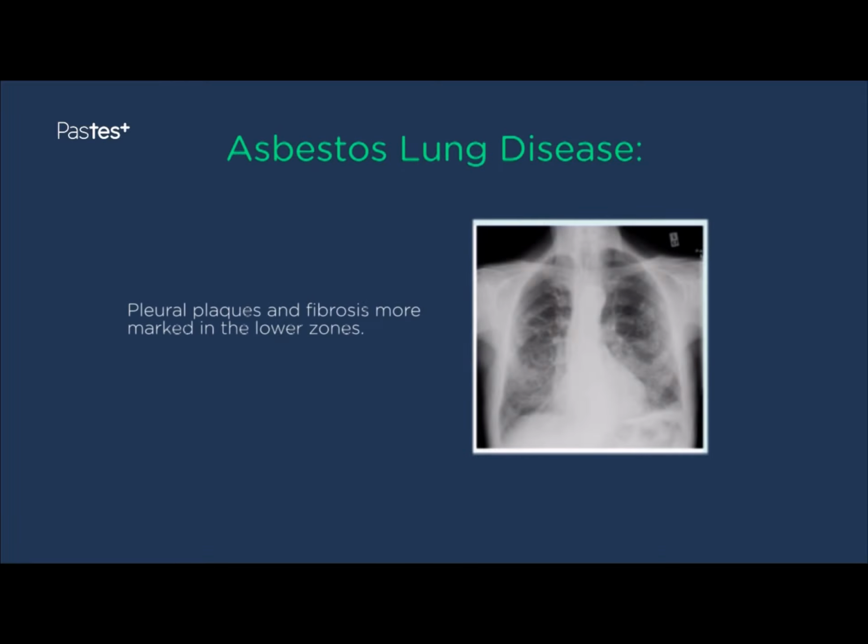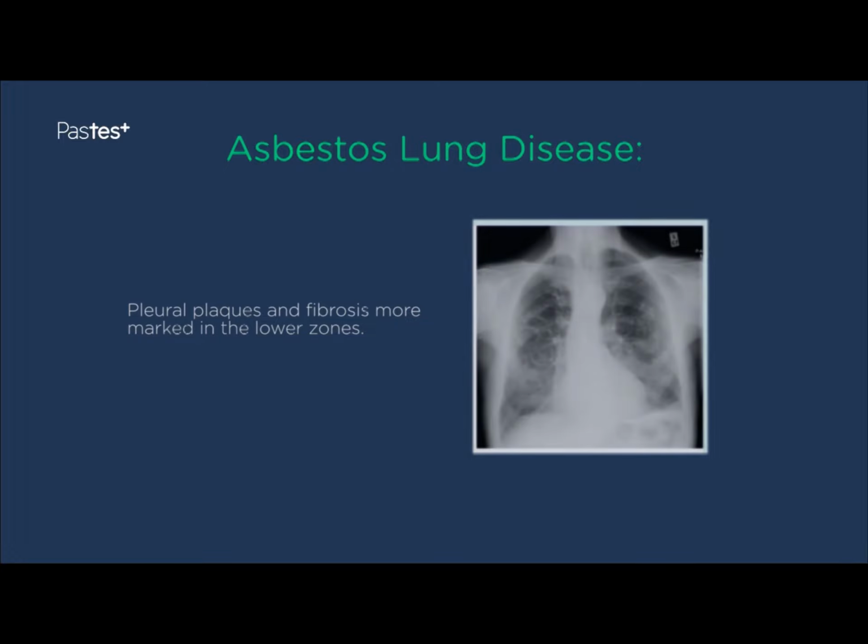In asbestos lung disease, you get lower zone fibrosis, which you can see on this chest X-ray in the form of some reticulonodular shadowing. However, another clue which may be present but not always are pleural plaques, which are of the same density as the ribs and can be seen on this chest X-ray.